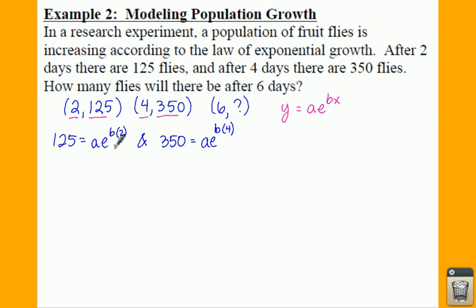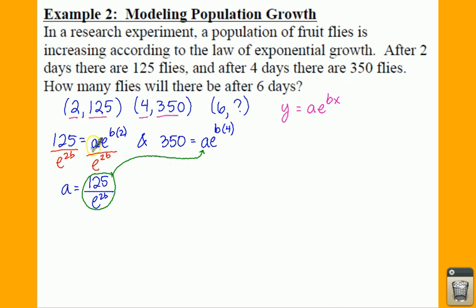So let's take our first equation and let's solve this for a. If we solve this for a, we're going to have to get rid of everything else. So we're going to take each side and divide it by e to the 2b. And that's just going to give us a equals 125 all over e to the 2b. Now this is going to have to be substituted into our other equation. We can substitute this in for a right here.